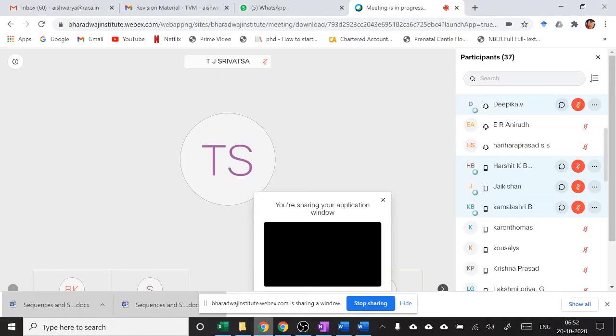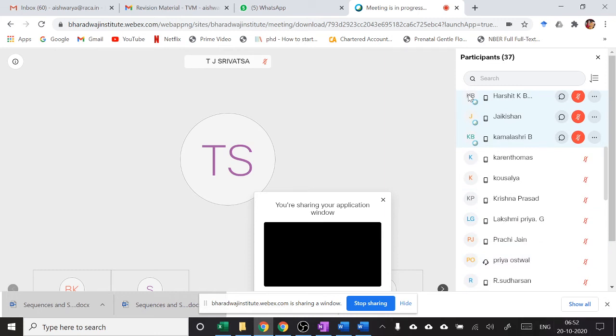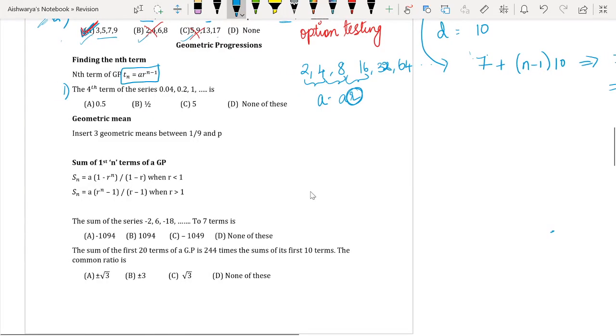Okay, we'll have the next volunteer for this. Kausalya, you want to read? Yes. Yeah, read. The fourth term of the series 0.04, 0.2, 1 and so on is. Yeah. So these are the terms that you have. So the question is asking you to find the fourth term.